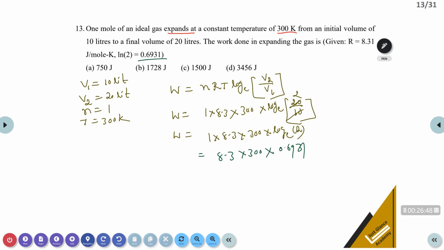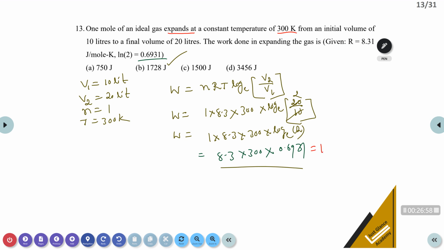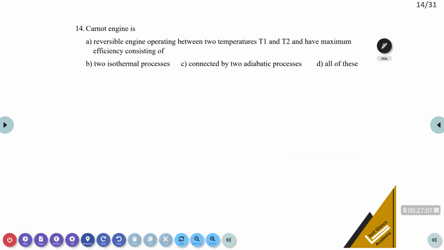0.6931. That is, you multiply all these things, then you are getting nearly 1728 joules. This is the right choice. 1728 joules. Next.